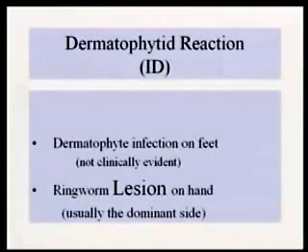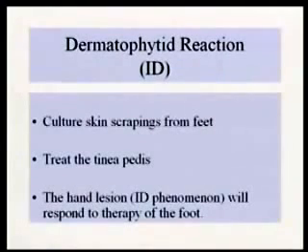If you look at the feet of this patient who comes in, and usually it's the dominant hand, if they're right-handed, it's going to be on the right hand, left-handed on the left hand. And you examine their feet, and they'll look clean, but you do scrapings between the toes. Well, I'll show you how to do scrapings in a minute. And send that into the lab. They'll isolate the organism. You treat that organism, and the hand lesions will clear up. Called id reaction.